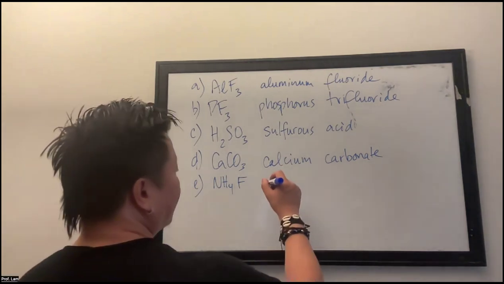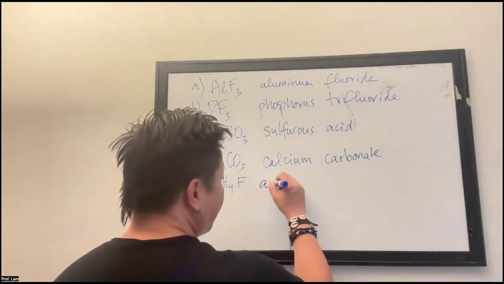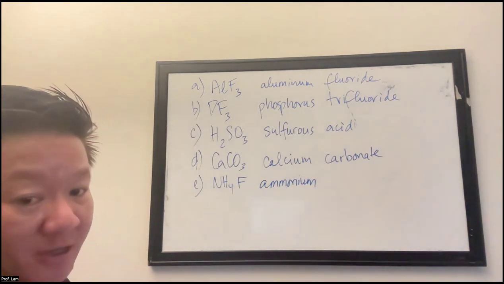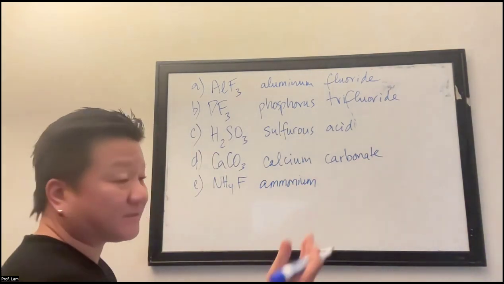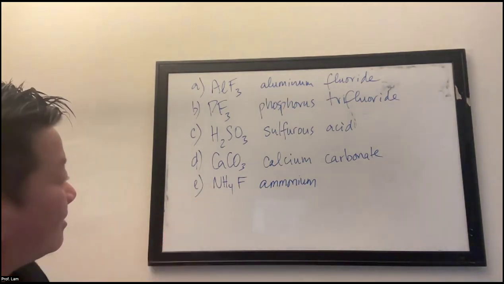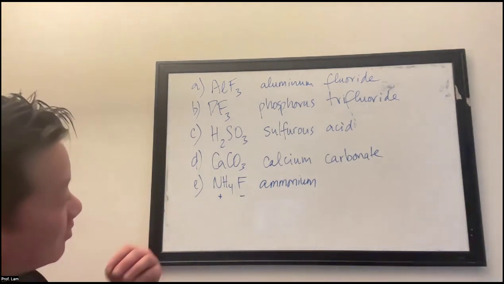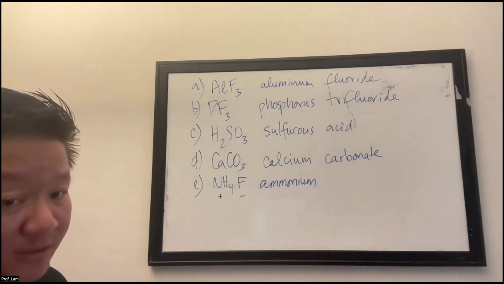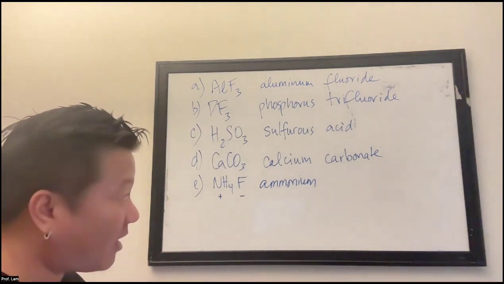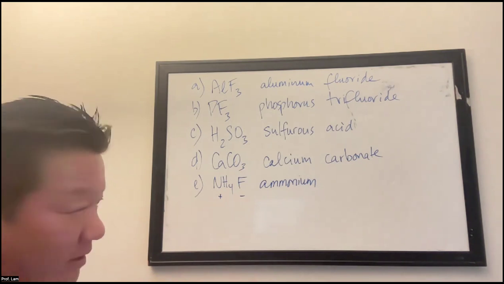NH4F. NH4, you should recognize this one, your polyatomic. That's called ammonium. Okay, so all polyatomics, we just get it to a polyatomic name. So if you see NH4, it's ammonium. And how do you know that this is ionic? Well, NH4 is plus and fluoride is minus, okay? So here's a case where we have an ionic compound that's not metal and non-metal, right? But ionic compounds are broadly classified as plus and minus coming together, right? Does not necessarily have to be metal, non-metal.